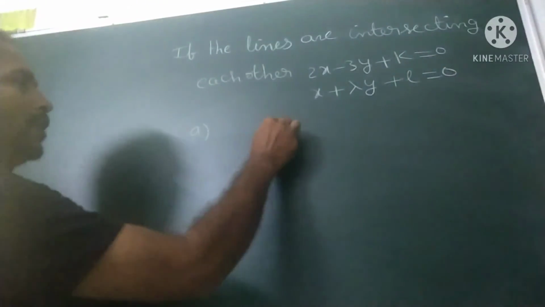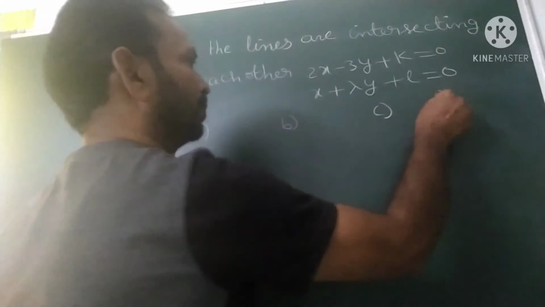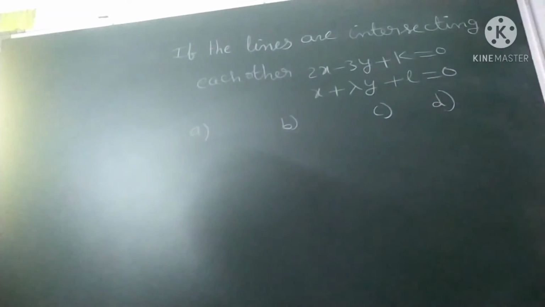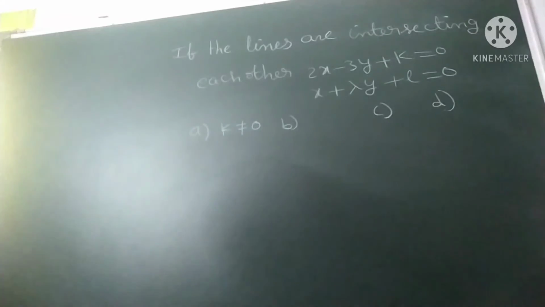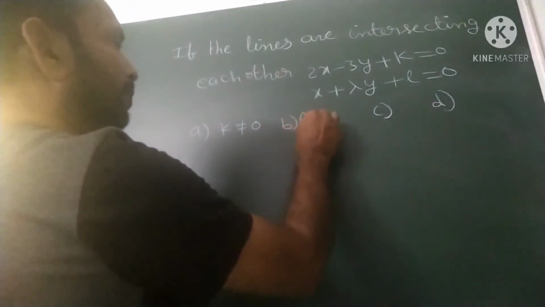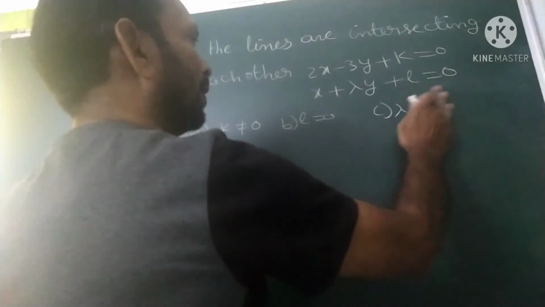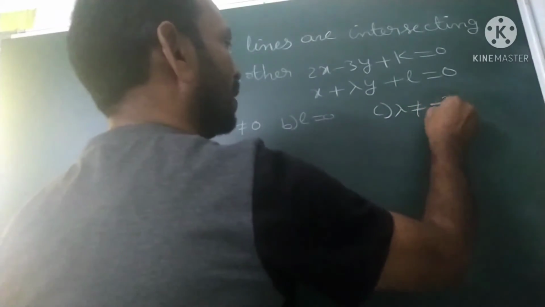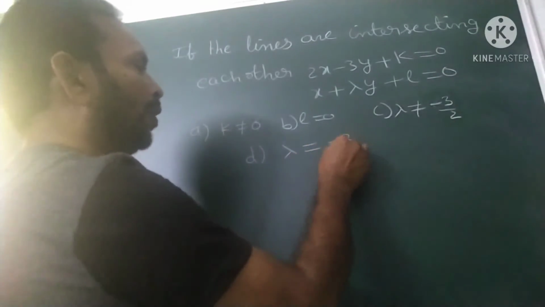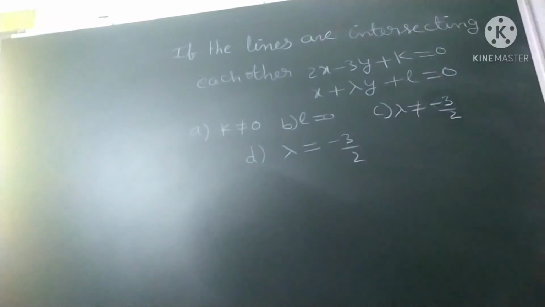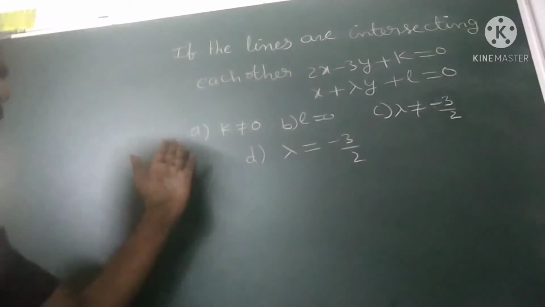What options are given here? Option A, k not equal to 0. Option B, L is equal to 0. Option C, lambda not equal to minus 3 by 2. And D, lambda is equal to minus 3 by 2. So which option is correct?